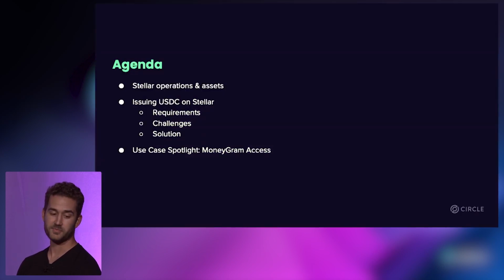Next slide, thanks. So I'm going to talk about 3 things today. First, I'm going to give a high-level overview of how Stellar works, and then we're going to dive into how Circle issued USDC on Stellar. And then wrapping that up, we're going to go over how USDC is used today on Stellar, highlighting the MoneyGram Access product we recently launched.